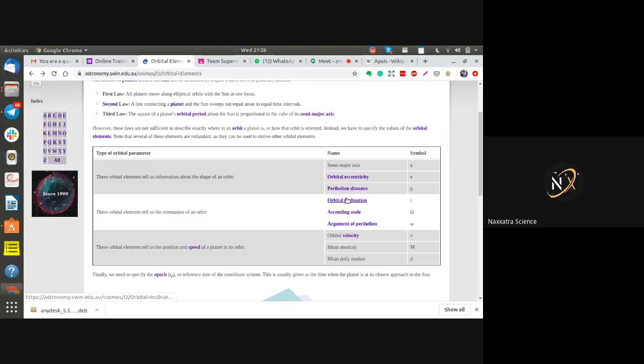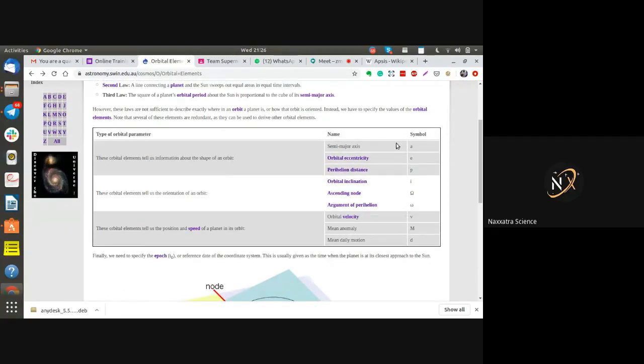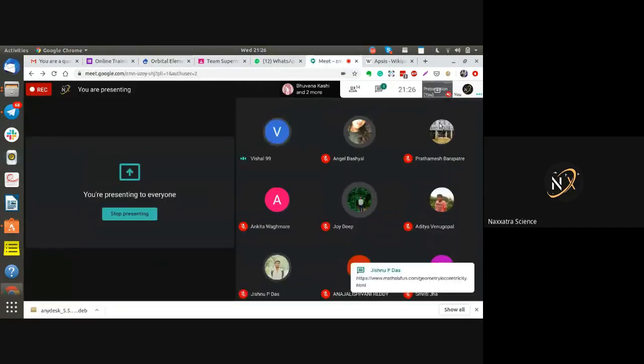So now we get to the interesting parts. The first 3 parameters tell us information about the shape of an orbit. Is that clear? It tells you how the ellipse looks and so on, right? It's the shape of the orbit.